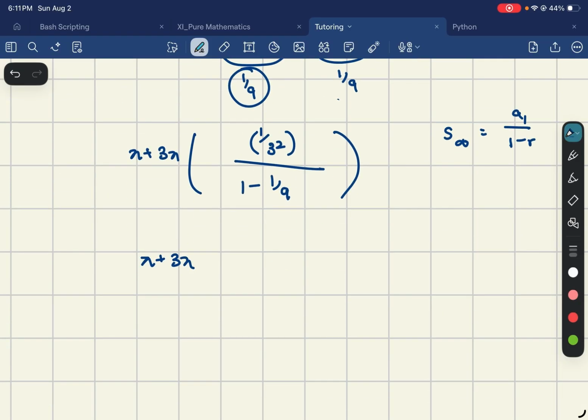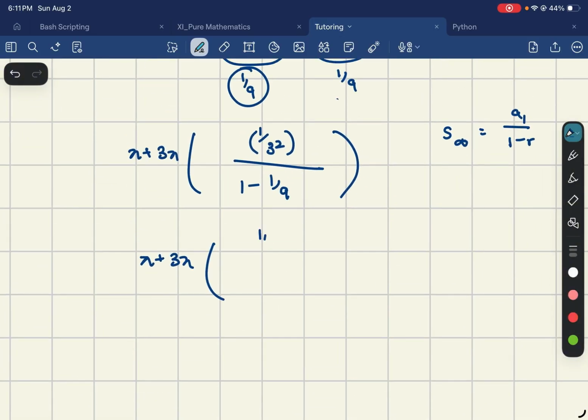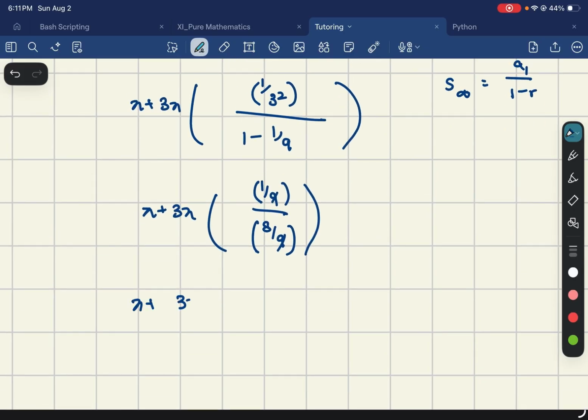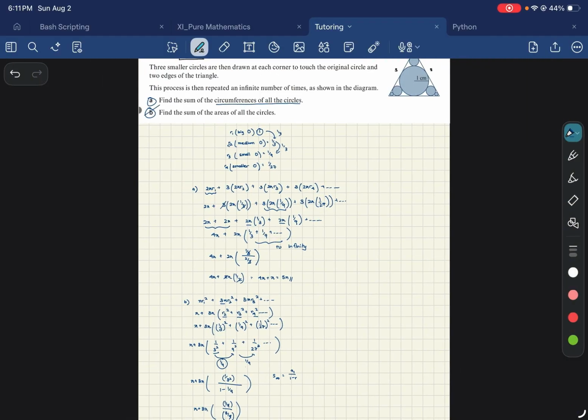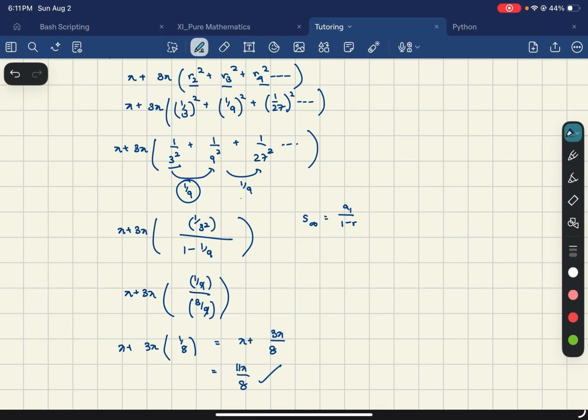that. So 1 over 3 squared is just 1 over 9, and my denominator is going to give me 8 over 9. And 9s are going to cancel out, so my second fraction simplifies to 1 over 8. So my solution simplifies to pi plus 3 pi over 8, which is going to be 11 pi over 8 if you simplify everything. So that is your solution. 11 pi over 8 is the sum of the areas of all the circles. All right, so you have 11 pi over 8 as your final solution.